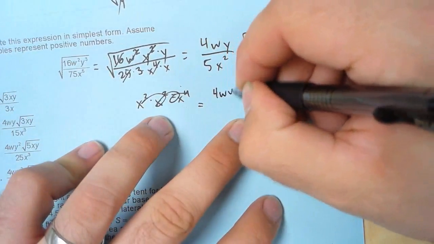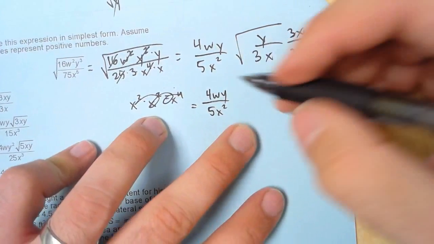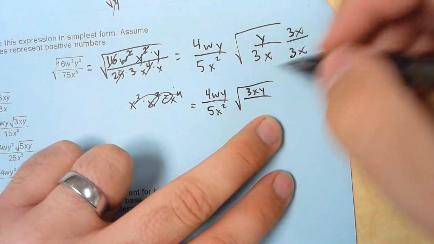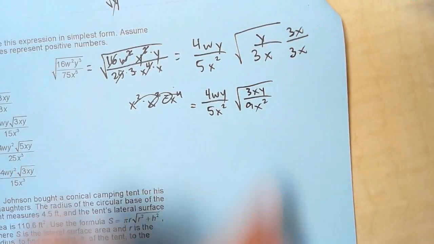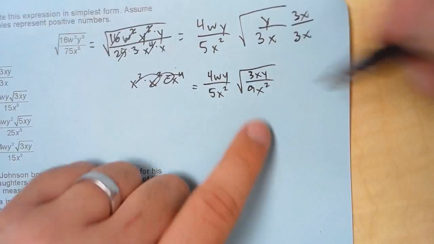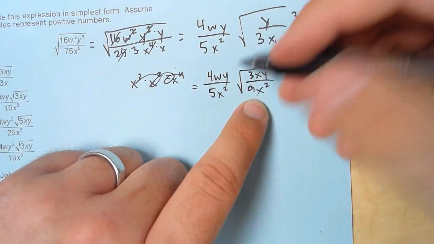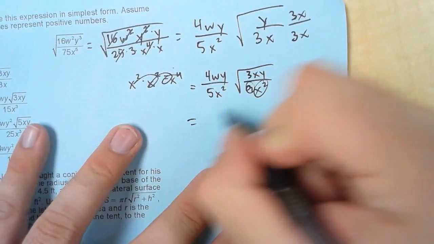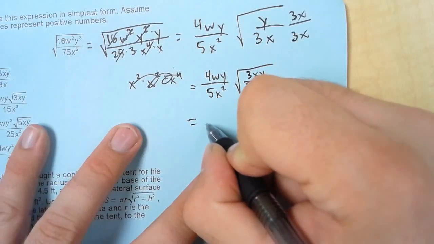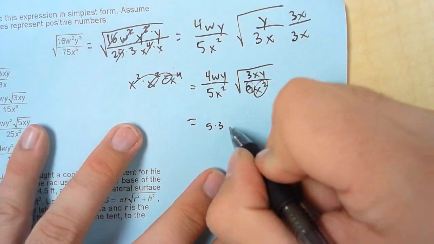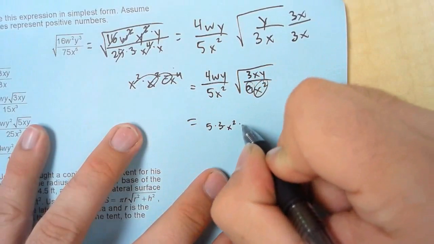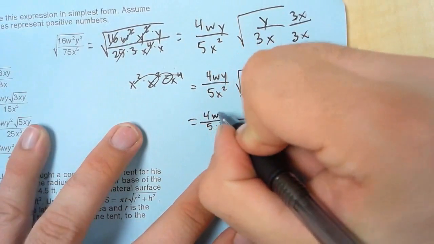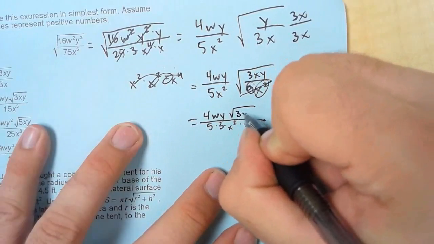So we get 4wy over 5x squared, and then square root of 3xy over, let's see, 3 times 3 is 9, x times x is x squared. And now I can take care of the square root, because 3 times 3 gives us 9, we can take the square root of 9. Woohoo! We can take the square root of x squared. Woohoo! It'll all work. So the square root of 9 is 3, so we get 5 times 3, x squared. The square root of x squared is x, and that says there's nothing left in the denominator down here, so we get 4wy square root of 3xy.